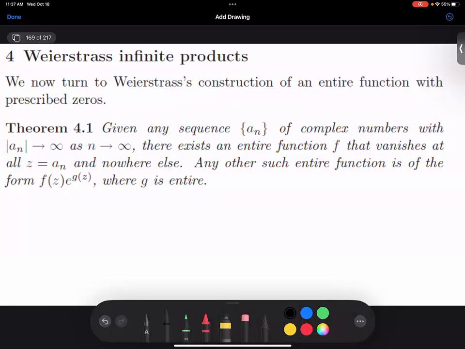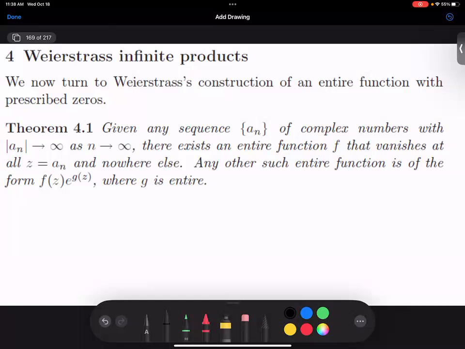And then the question is always, once you can do something, how many ways can you do it? So clearly, I could multiply by any function that doesn't vanish. And that's not going to change the set of zeros. So if I just specify where a function vanishes, that can't be enough to specify the function completely. I need more information. So what Weierstrass says is, look, if you can vanish only here, and you're defined on all of C, so you're an entire function, then the only thing you could be is this function f of z times e to the g of z. Times the exponential of a holomorphic function.